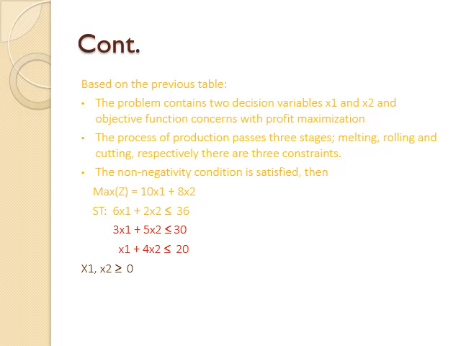The second constraint is 3x1 plus 5x2 less or equal 30. This is about the process of rolling. So the total quantity of x1 and x2 at the second stage should not exceed 30 hours.